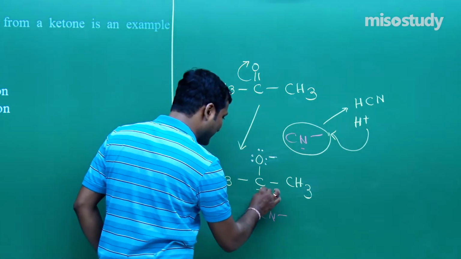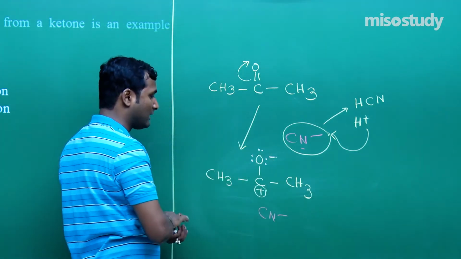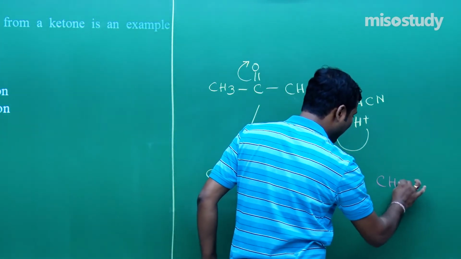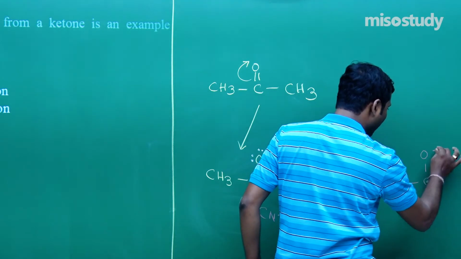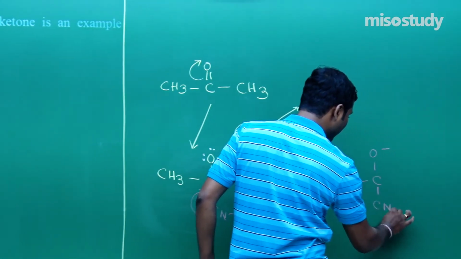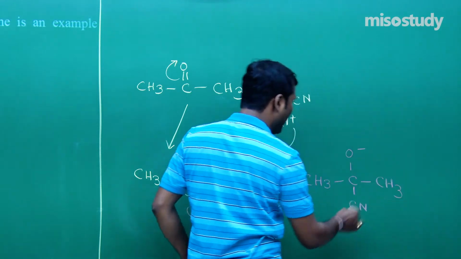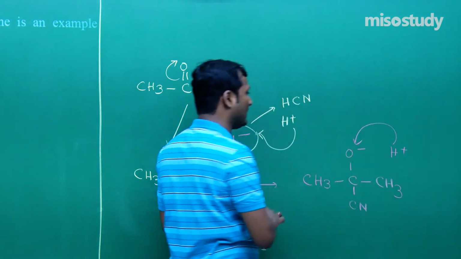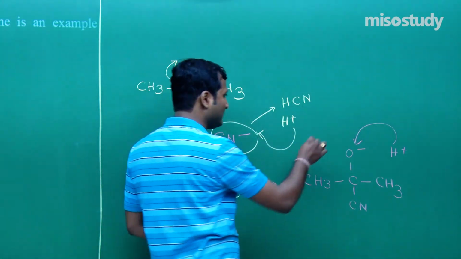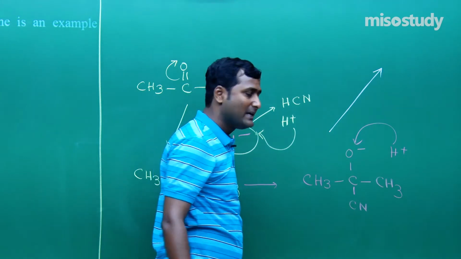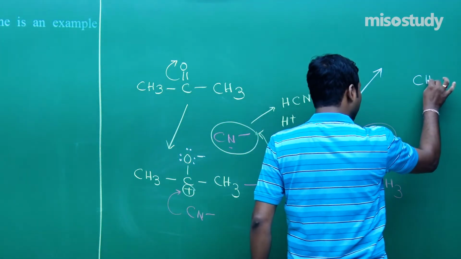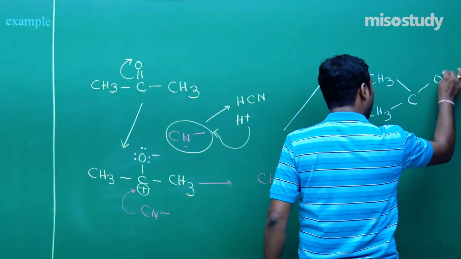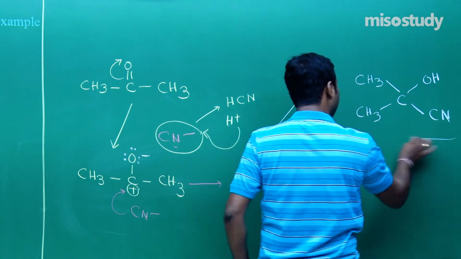Clear? It will attack here because carbon is positive and oxygen is negative. So what will happen? Check it out. It gives you CH3, CO minus, then CN and CH3. Now next, the H plus attacks on this oxygen, and the final product is CH3, C, OH and CN. Is it clear to you?